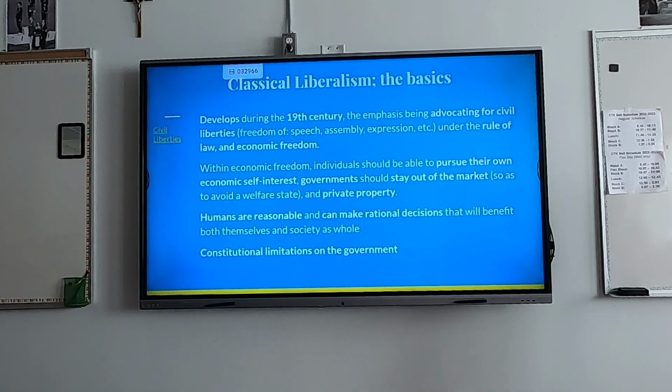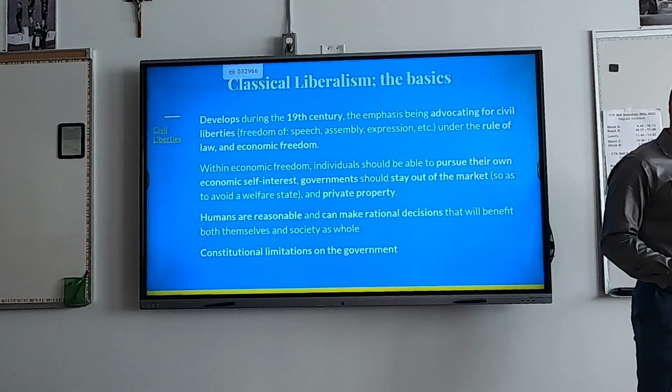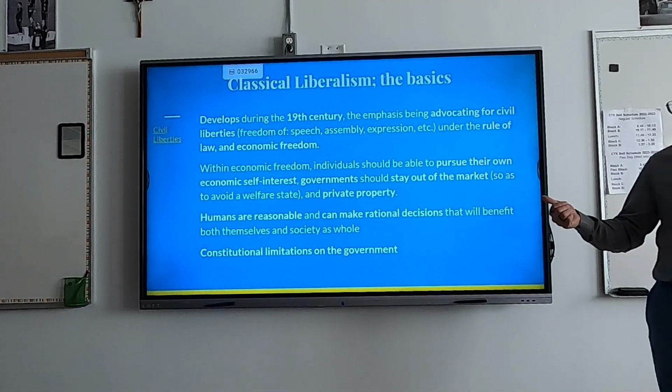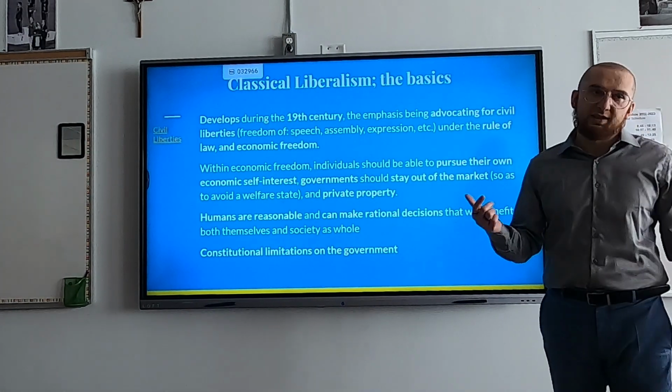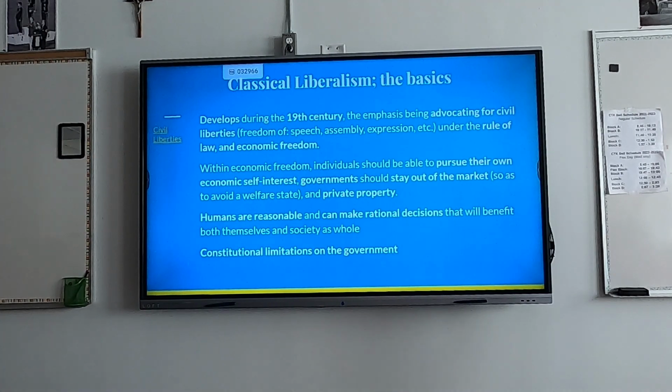So the basics of classical liberalism: it develops in the 19th century, the 1800s, and it emphasizes civil liberties, so freedom of speech, freedom of assembly, freedom of expression, under the rule of law, and economic freedom. Those are the most important things: rule of law, economic freedom, and then civil liberties. It's very paramount to classical liberalism.